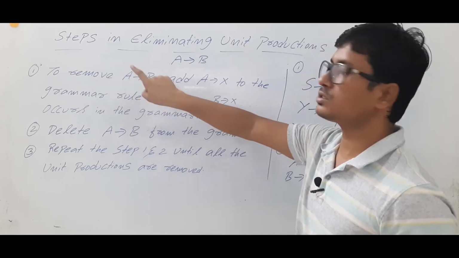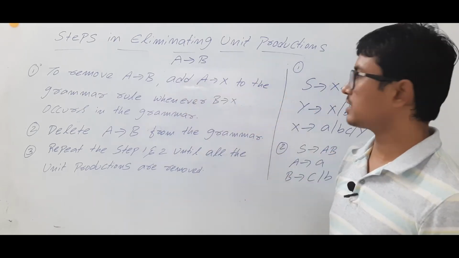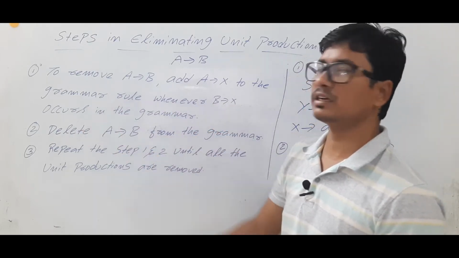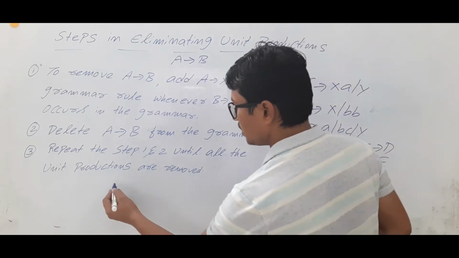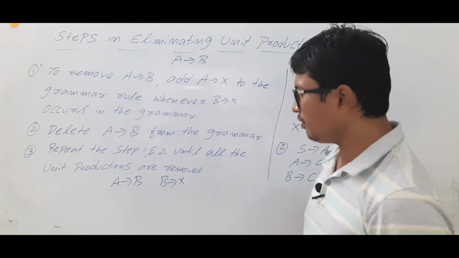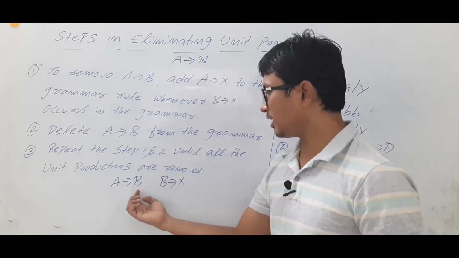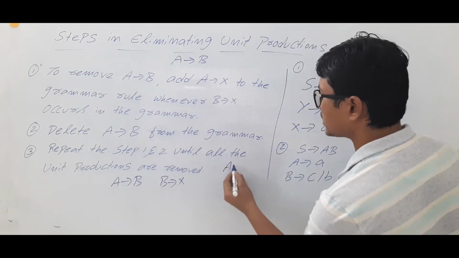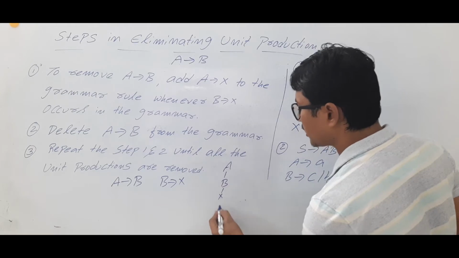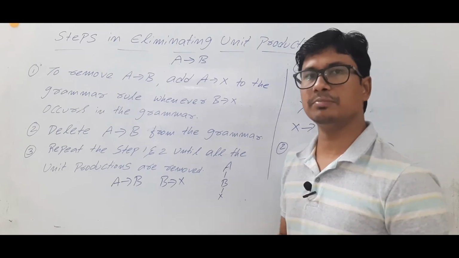If you want to remove the unit production A determines B, then step 1 is to add A determines X to the grammar rule whenever B determines X occurs in the grammar. Are you able to understand it? Because A determines B is there, and let's take that B determines X is there. Let's take that X is a terminal. When we construct a tree or derivation, A will determine B, B will determine X. So the meaning is that A can generate X. Am I right or wrong?